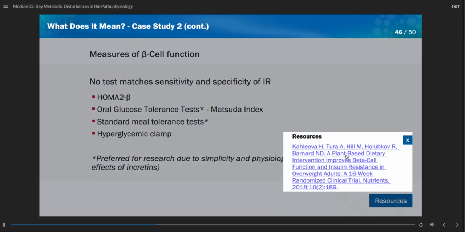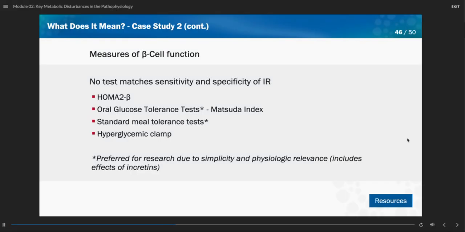The standard meal tolerance tests can also be used, and they're nice because it's kind of real world, and you get the incretins effect on the meal as well. So that, along with the oral glucose tolerance tests, are the ones that are usually used in larger research. The Matsuda index is an example of that. The Matsuda index uses a glucose tolerance test with glucose and insulin measures throughout the time of the test, and then puts that into a formulation so one can measure changes.